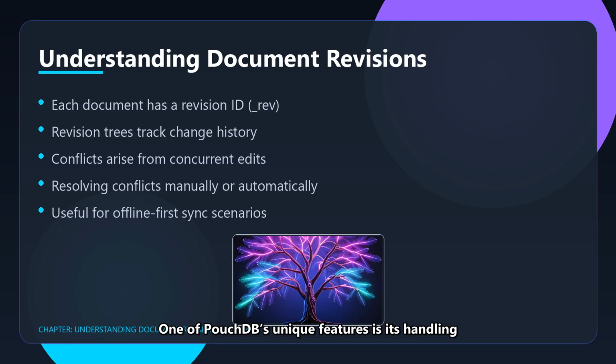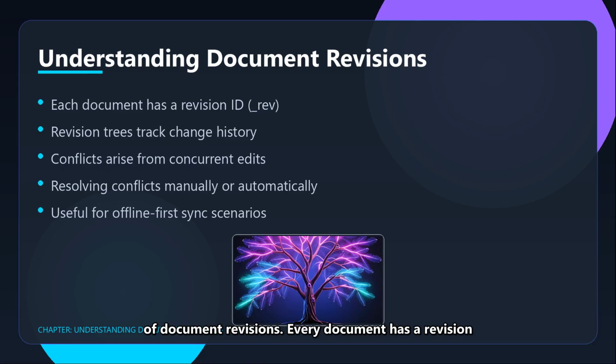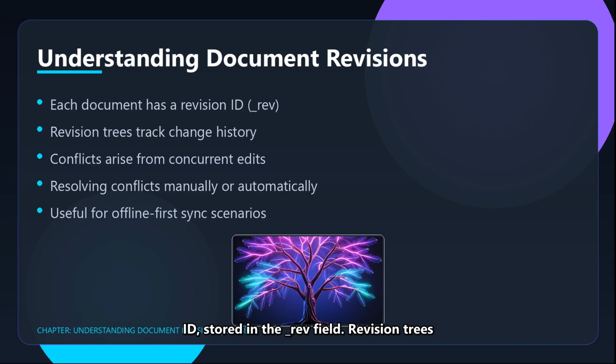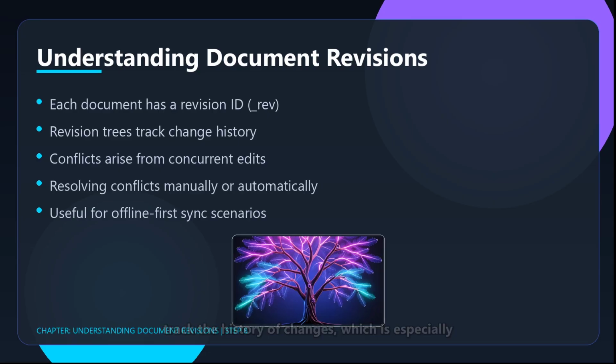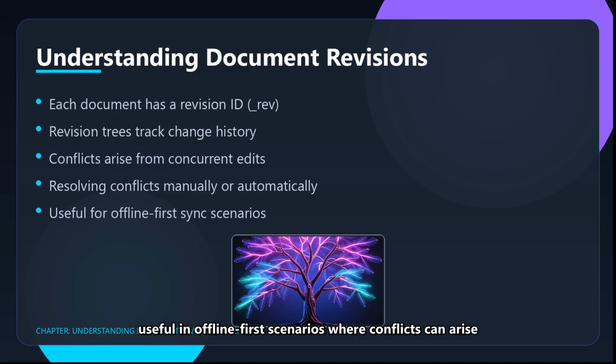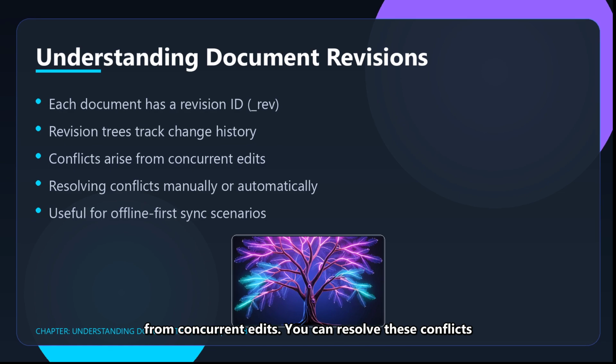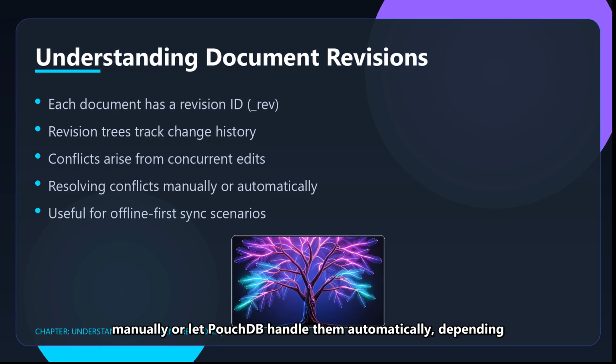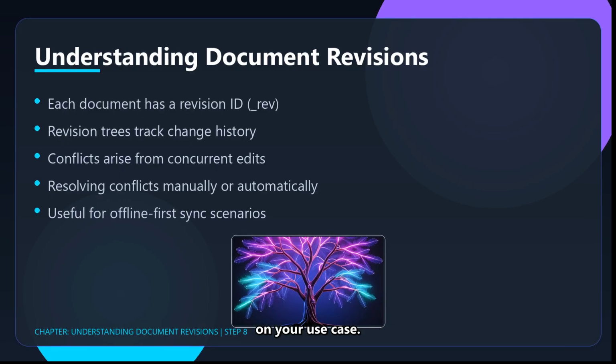One of PouchDB's unique features is its handling of document revisions. Every document has a revision ID stored in the rev field. Revision trees track the history of changes, which is especially useful in offline-first scenarios where conflicts can arise from concurrent edits. You can resolve these conflicts manually or let PouchDB handle them automatically, depending on your use case.